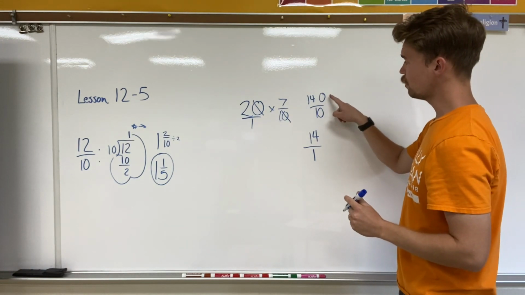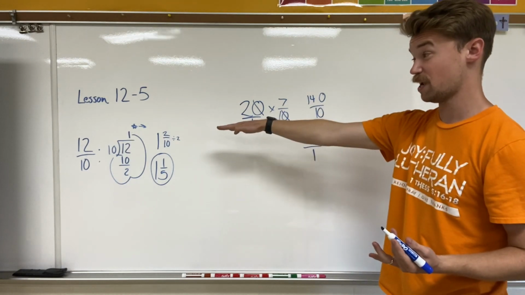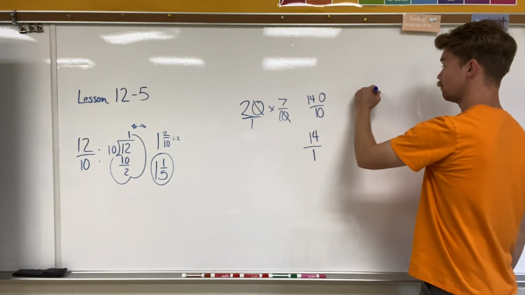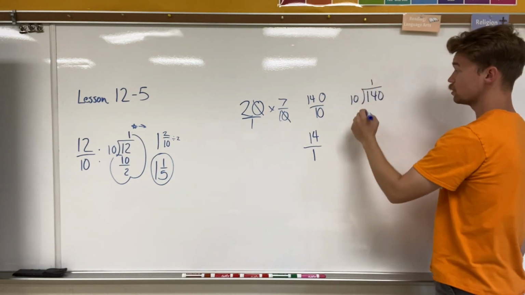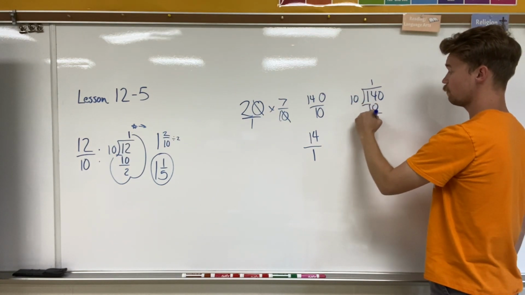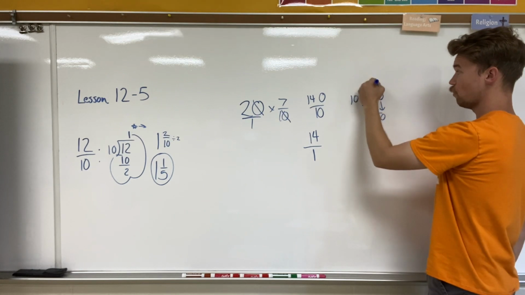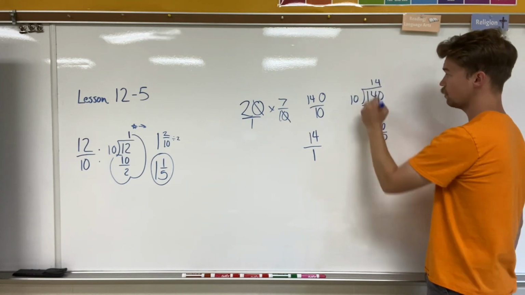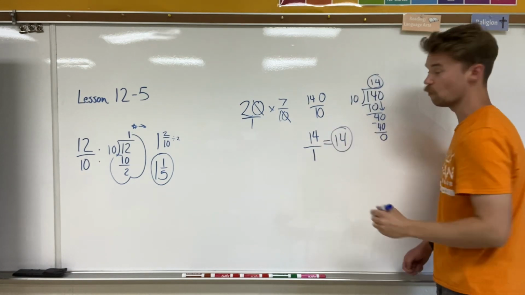Here, I notice that I have to change it back to a mixed number. So I'm going to have 140 divided by 10. 10 can go into 14 once. That's 10, and I have 4 left over. Bring down my 0. 10 can go into 40 4 times. That would be 40, and I have 0 left over. In both of them, I got the answer 14.